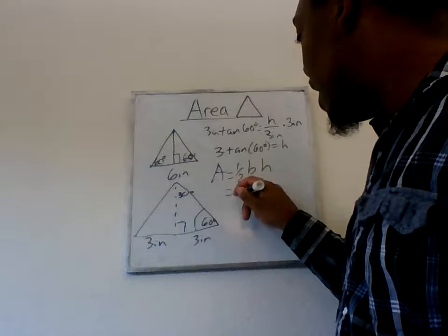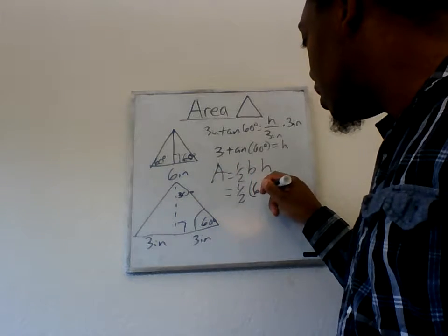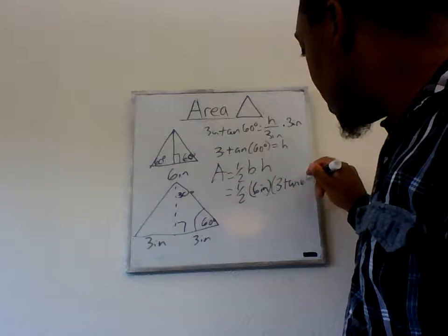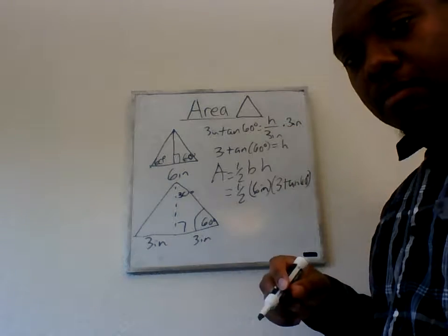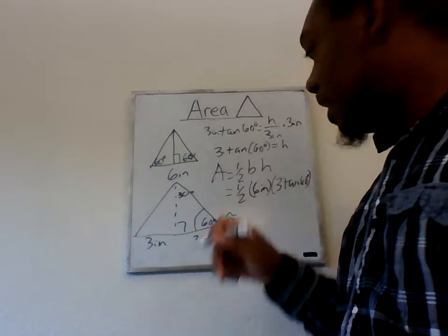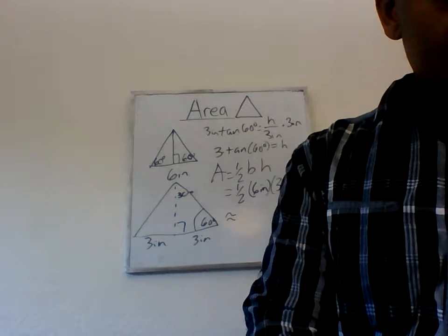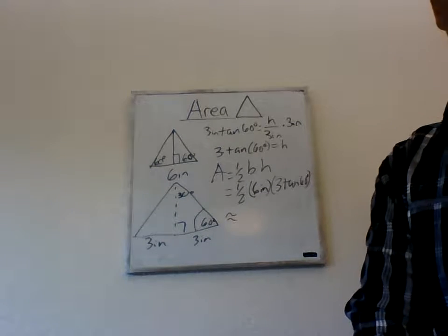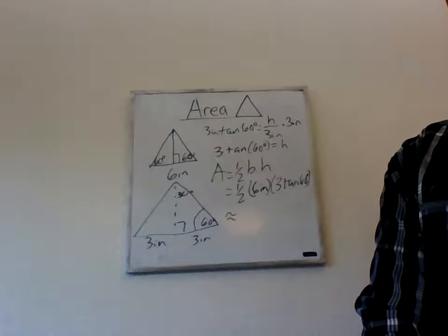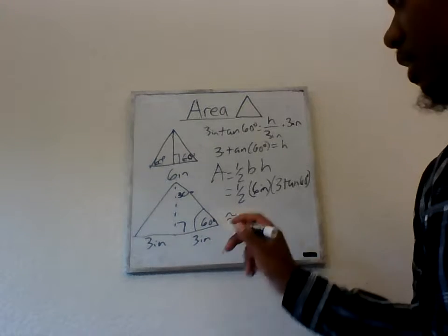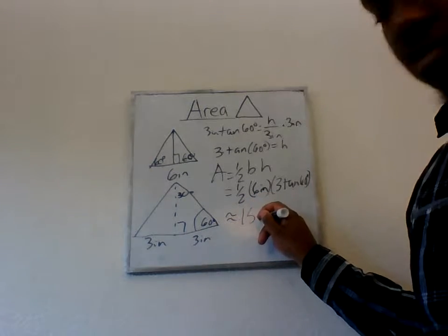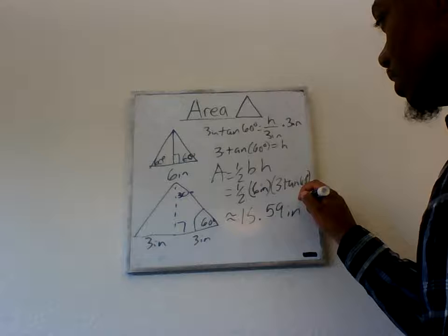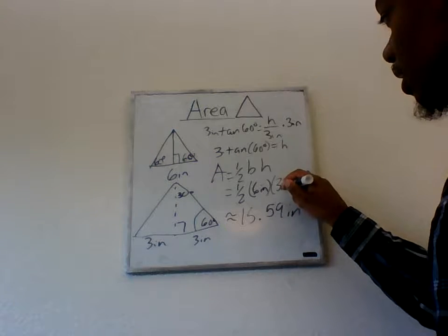Well, we have 1/2, the base is 6. And what's the height? Well, the height is that 3 tan of 60, tangent of 60 degrees that we found earlier. And now I can plug all this into the calculator to approximate my value. So I get 1/2 of 6 times 3 times the tangent of 60 degrees. And when I do that, I get approximately 15.59 inches square.